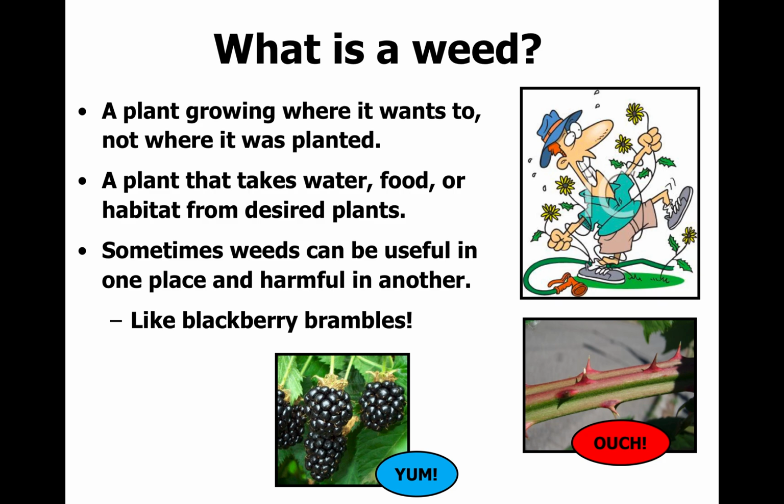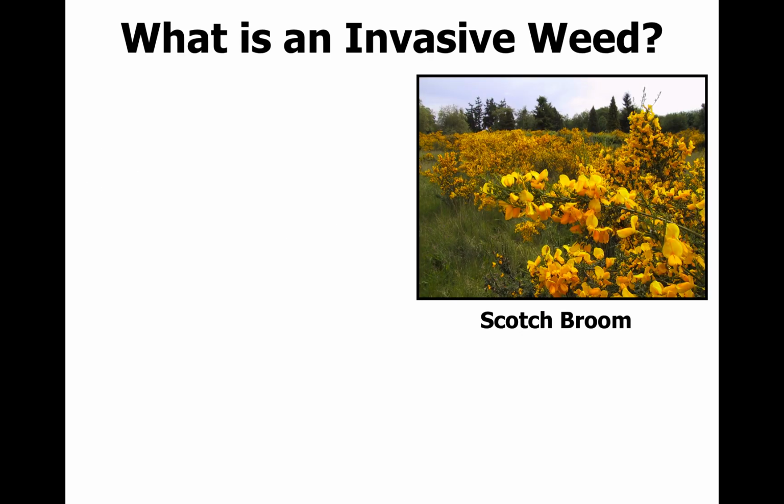Weeds can sometimes be useful in one place and harmful in another. They're useful in the place where they came from, like Himalayan blackberry, or if you're able to contain them to a small area and you want to use them to have blackberries to eat. But once they take over natural spaces, they're harmful.